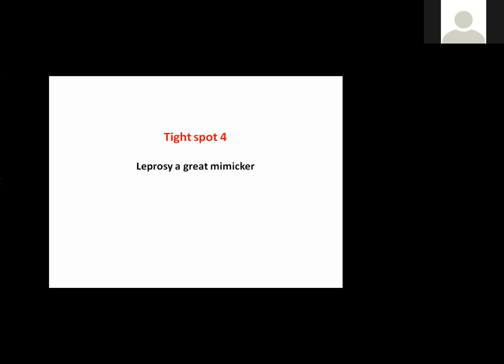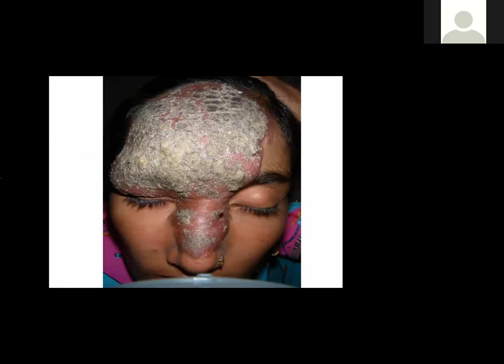So, that was my third tight spot. My fourth tight spot is about leprosy as a great mimicker. We can all easily make a diagnosis of tuberculoid and borderline tuberculoid leprosy clinically when we look at these erythematous, hypoaesthetic, well-defined plaques with these satellite lesions at the periphery, and sometimes the nerve to the plaque is enlarged.